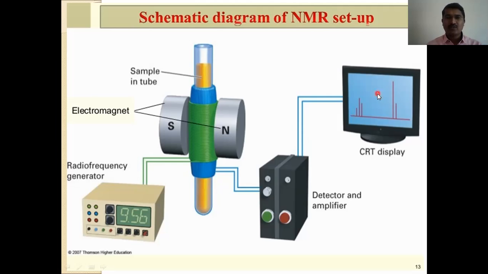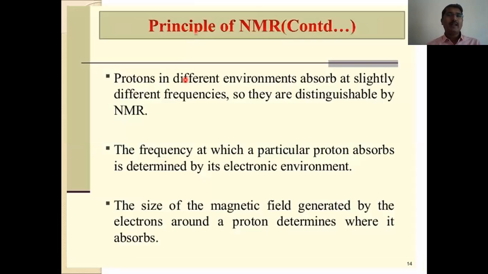This is the schematic presentation. The more energy is created here, the electromagnet rotates and it irradiates this sample, which is then converted into the spectrum. Principle of the NMR: protons in different environments absorb at slightly different frequencies, so they are distinguishable by the NMR. The frequency at which a particular proton absorbs is determined by its electronic environment. The size of the magnetic field generated by the electrons around a proton determines where it absorbs.